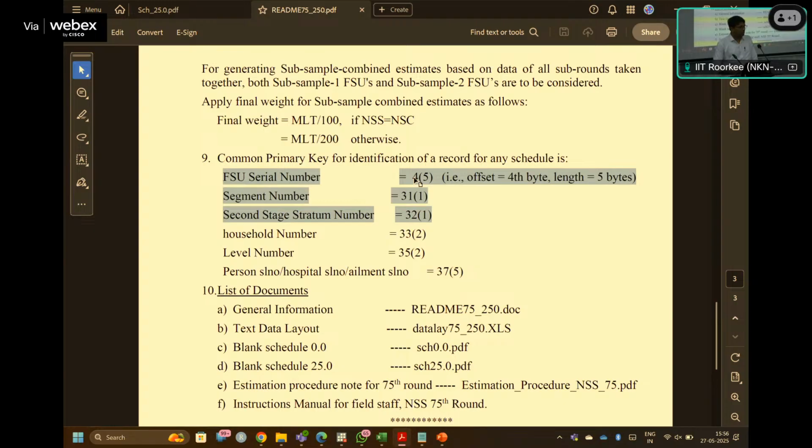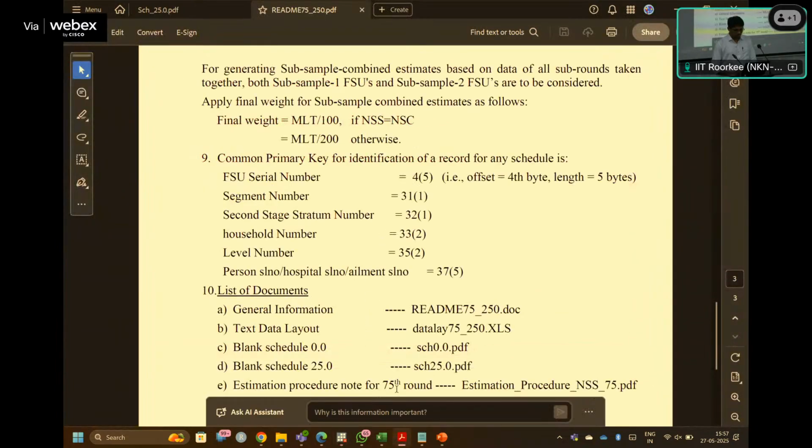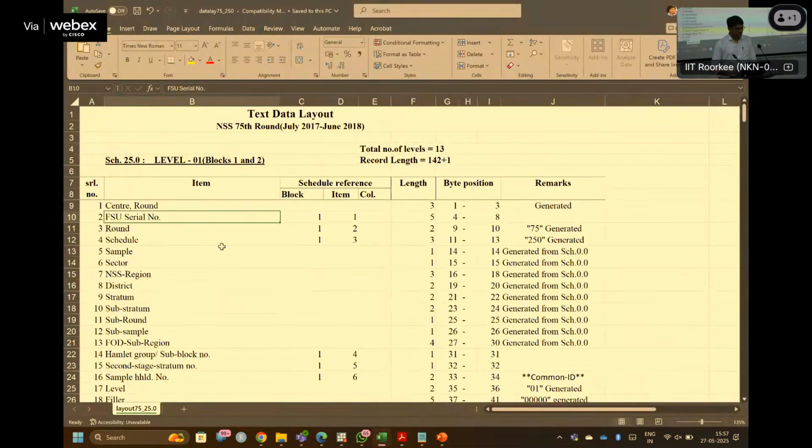Okay, FSU. It's not just the variable. You have to take the variable in your command at the time of extraction. 4 to 5th position, another five positions. So starting with 4, 5, 6, 7, 8. So 4, 5, 6, 7, 8 is your FSU variable. So where is it? It is available here. So yes, 4 to 8. Isn't it? So these variables should be taken at the time of extraction.